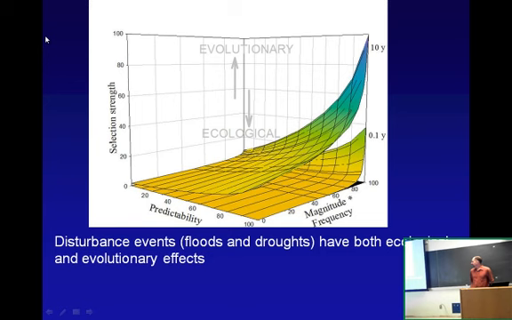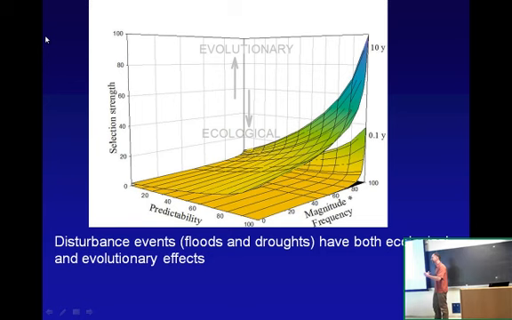I would like to make the point here that these disturbance events, in addition to having ecological effects, also have evolutionary effects that are measurable and studyable. And what this graph shows here, these are results derived from a life history model that asks the question, how strongly would you expect a phenotype to evolve, in this case a life history, to evolve under different dynamics of flood predictability, magnitude, and frequency. And it just turns out that magnitude and frequency are additive in this model, so I've sort of collapsed them into a single axis right there.